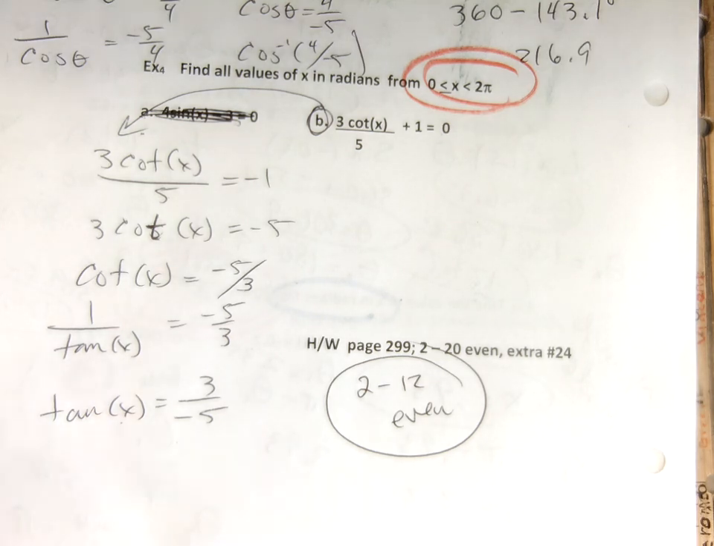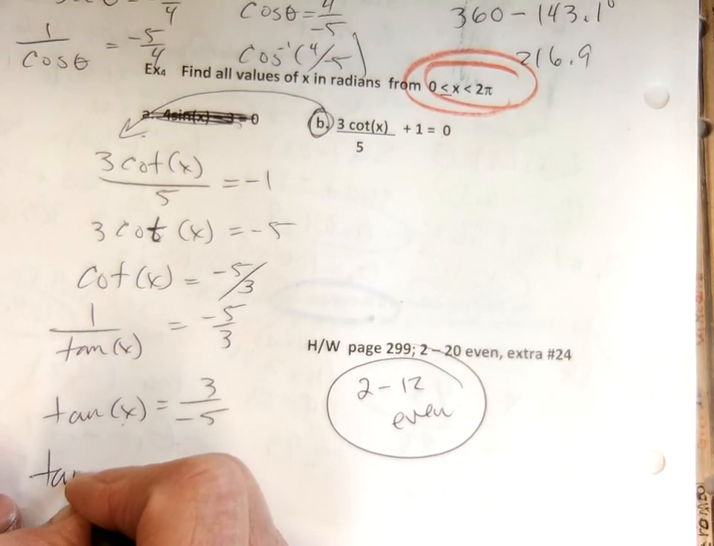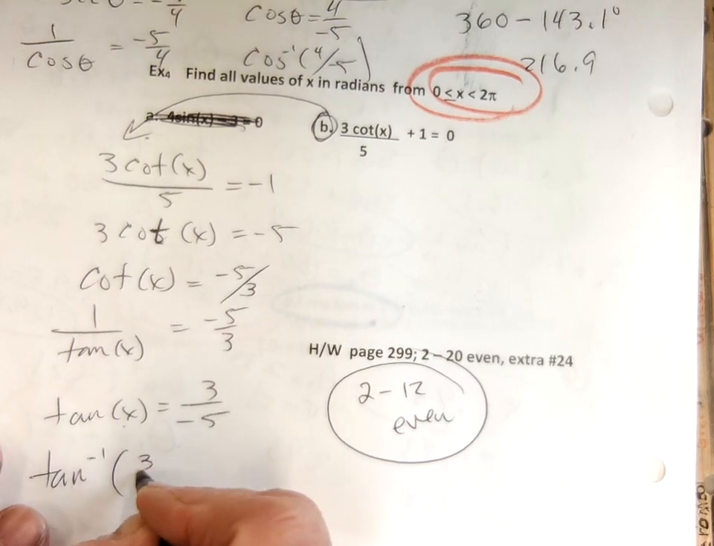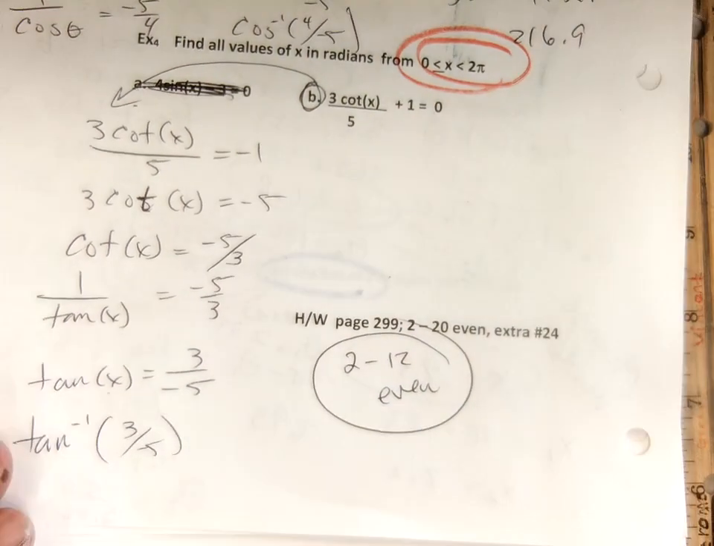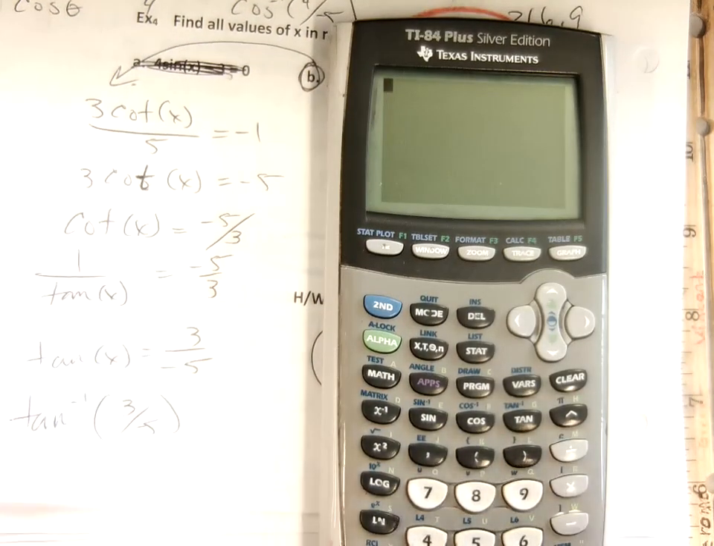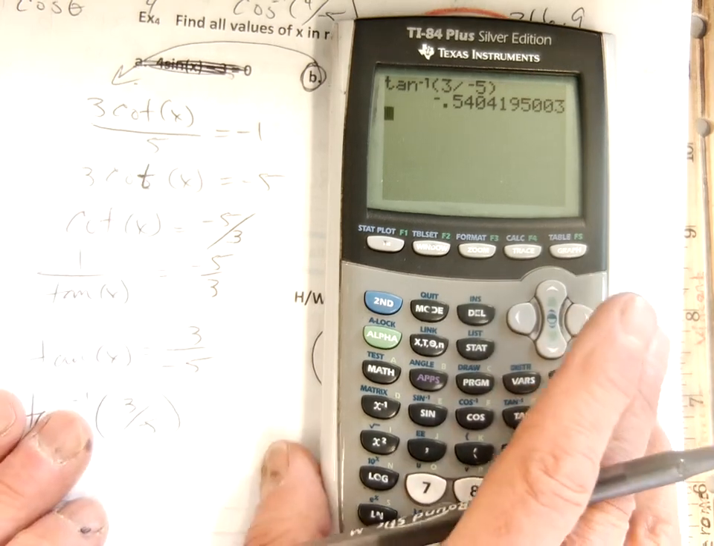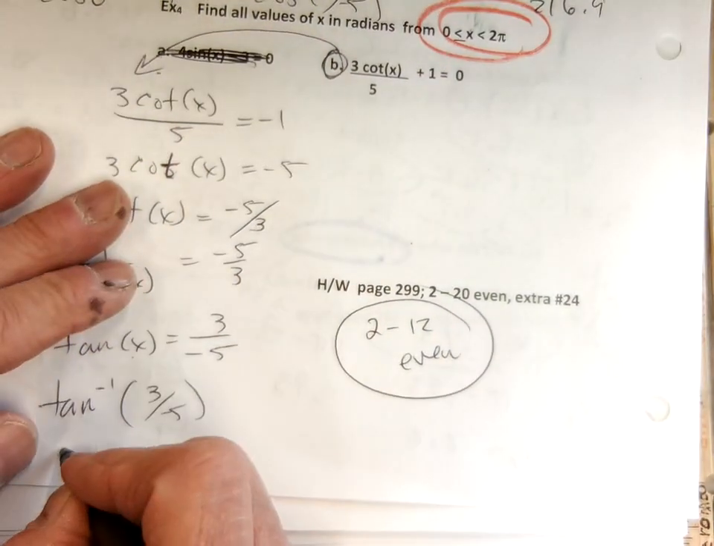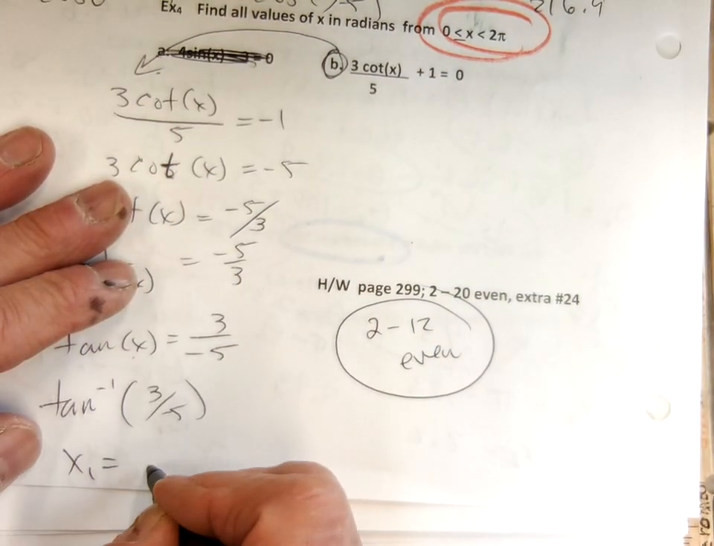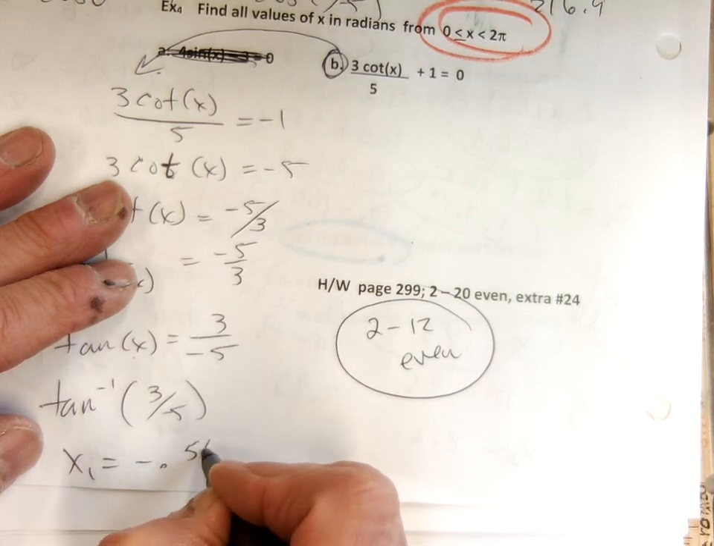So let's do tan inverse of 3 over negative 5. Now the angle's not going to look like an angle because it's in radians, but that's okay. So I'm going to go tan inverse of 3 divided by negative 5. And I get a weird answer. I get x1 equals negative 0.54, okay?